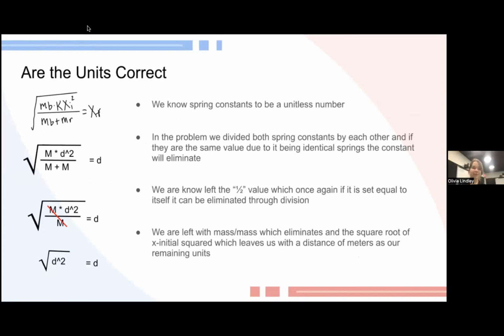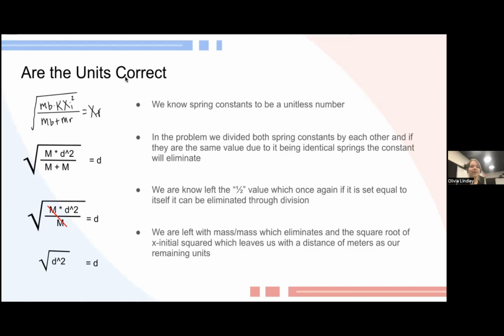And so as we can see with our equation that gives us our final answer, the square root of MB times K times the initial X value squared divided by MB plus MR equals our final distance. So we know that MB and MR are our masses. They should be in kilograms. And our initial distance is in meters. K is a unitless number because it is our spring constant. And so in our equation, it is irrelevant. We can throw it out.